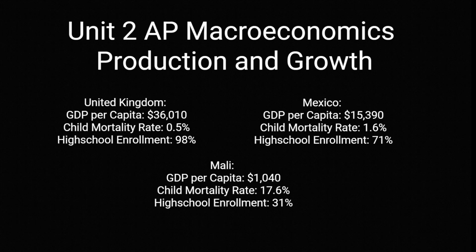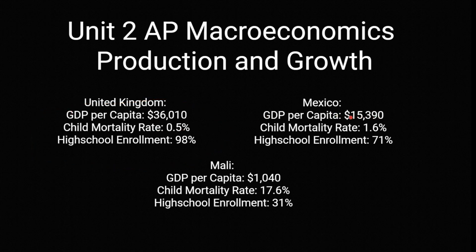I'm going to put up some stats which I find kind of interesting. So we have a GDP per capita in the United Kingdom of $36,110. So the average income is about 36,000 US dollars. This is in US dollars. And the child mortality rate is 0.5 and the high school enrollment is 98%. I said that a high GDP does not necessarily mean high other things, but it does tend to correlate, as you'll see with these.